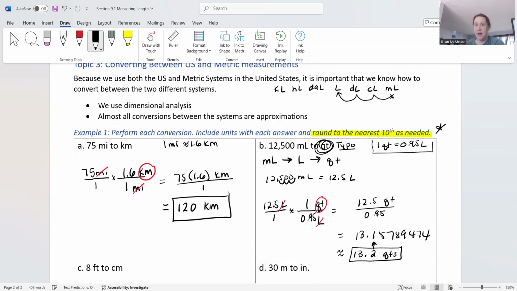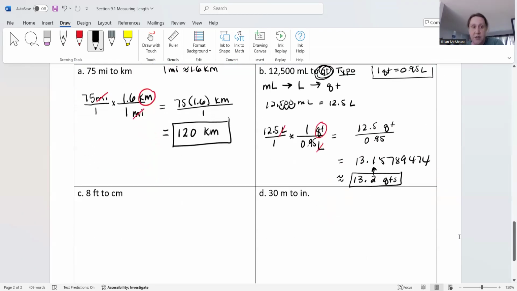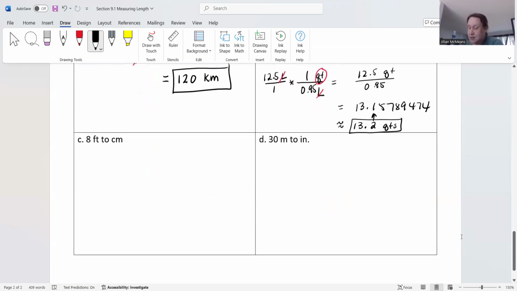So we would say after a lot of converting in a type of measure we haven't looked at yet, we get 13.2 quarts. So we will talk about quarts when we get to 9.2, but I figure let's just go ahead and do it. It's the same process no matter what. Okay? So in some cases, you will have to do more than one conversion to get your final answer. All right, let's look at feet to centimeters.